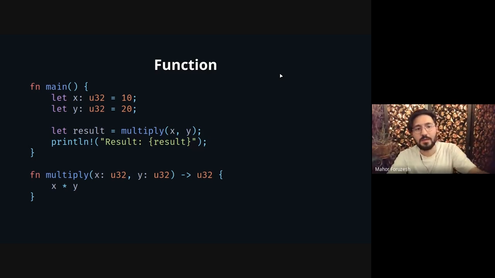So here we first define two variables and also define their types in front of them. Then we just call the function, and at the end we are printing the results.